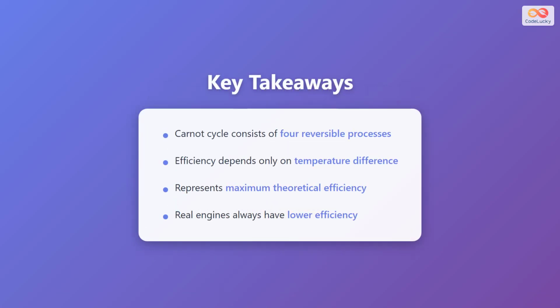Let's review the key points. First, the Carnot cycle consists of 4 reversible processes, 2 isothermal and 2 adiabatic. Second, the efficiency depends only on the temperature difference between the hot and cold reservoirs. Third, the Carnot efficiency represents the maximum theoretical efficiency possible for any heat engine. And finally, all real engines have lower efficiency than the Carnot engine because they involve irreversible processes and energy losses. Understanding the Carnot cycle helps us appreciate the fundamental limitations and possibilities of thermal energy conversion.